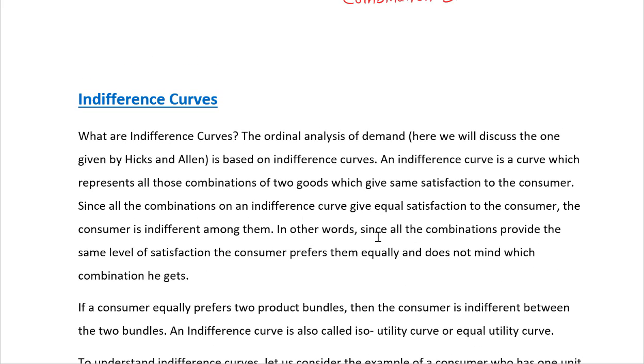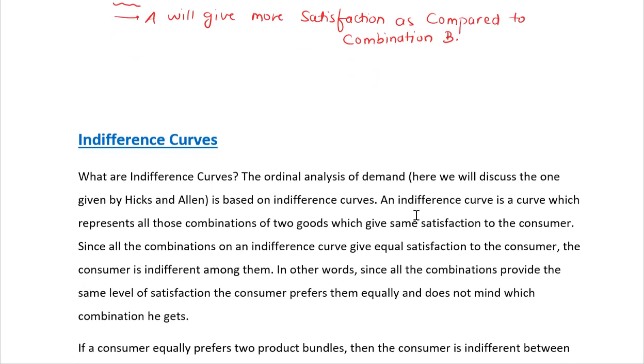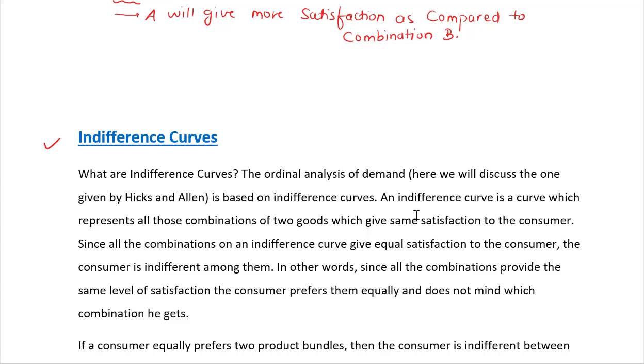The next topic is the indifference curve, that is the IC curve. So, what is an indifference curve? An indifference curve shows the various combinations of two commodities, basically, which give equal amount of satisfaction to the consumer.